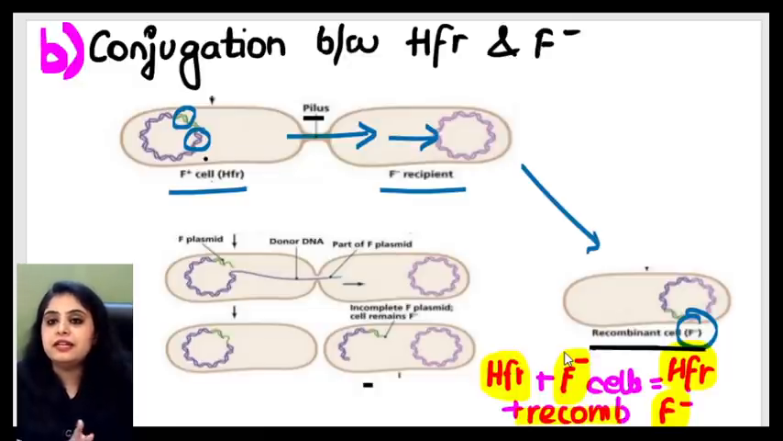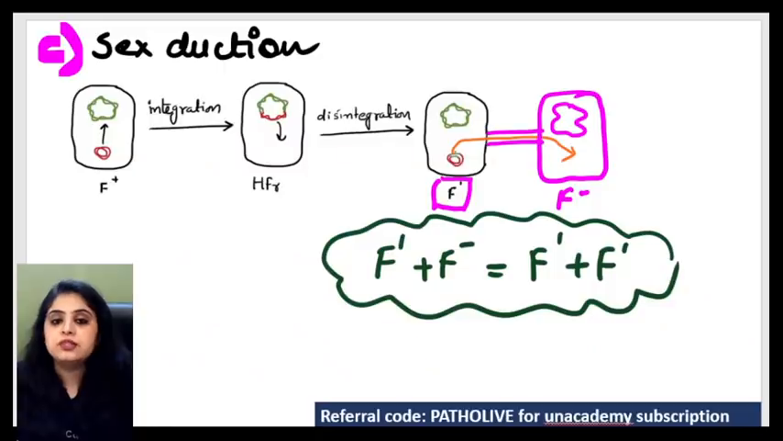Ultimately, everything ended up remaining the same. HFR remains HFR, F negative remains F negative, only that it's got a recombinant DNA. Let's go on to the third and the last one, that is known as sexduction. What is that? Let me take a test.